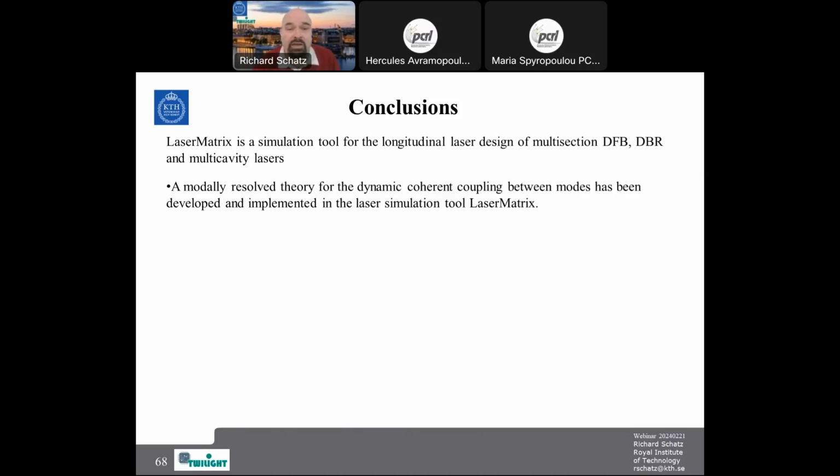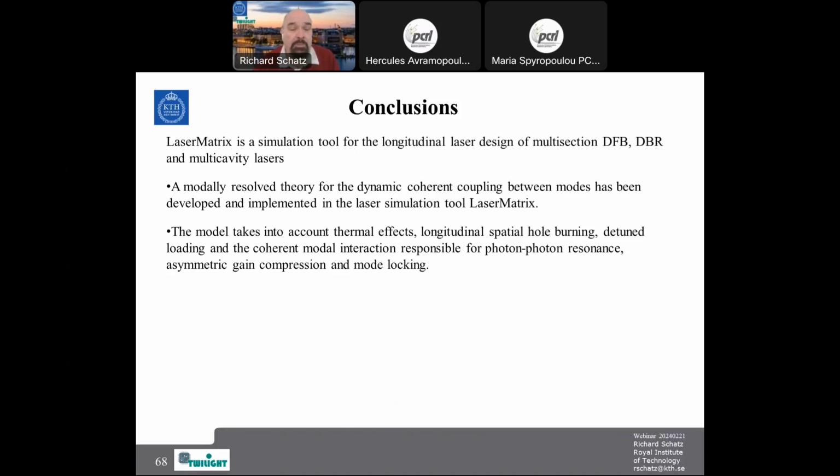A modular result theory for the dynamic coherence coupling between modes has been developed and implemented in LaserMatrix. The model takes into account thermal effects, longitudinal spatial hole burning, detuned loading, and the coherent modal interaction responsible for photon-photon resonance, asymmetric gain compression, and mode locking.